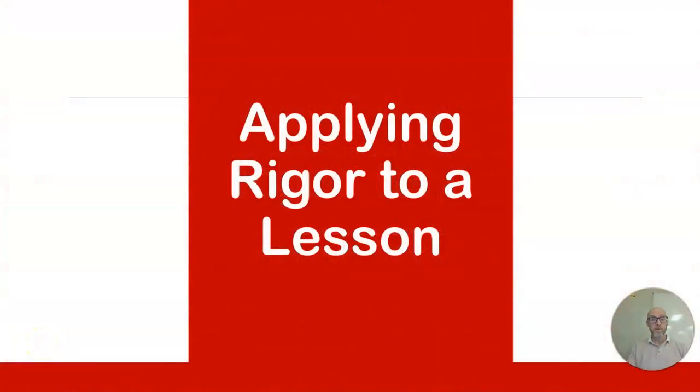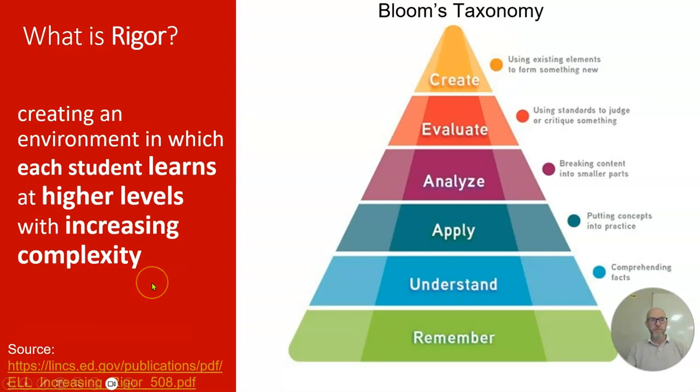In this video, we will discuss applying rigor to a lesson. In a previous video, we talked about rigor and a definition. Rigor is creating an environment in which each student learns at higher levels with increasing complexity. One way to do that is to think about Bloom's taxonomy. And many of the action verbs in Bloom's taxonomy you will also see in the ELPS guidelines.